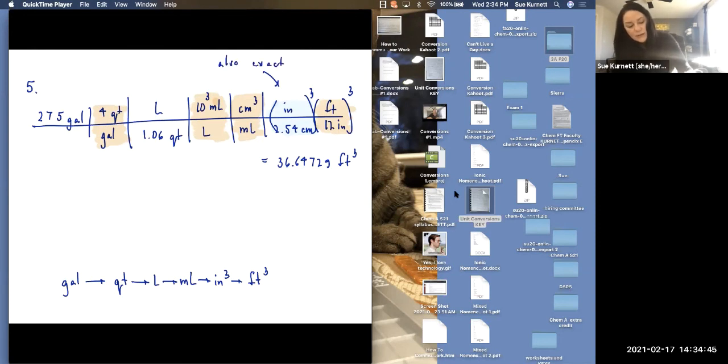The ones that are limited in their sig figs are the starting place, three sig figs, and then the conversion that goes from volume in English to volume in metric. But those are both three sig figs. So my final answer ends in the tens place. I look to the right and see four. This is closer to 36.6 than it is to 37. And so there's my answer.